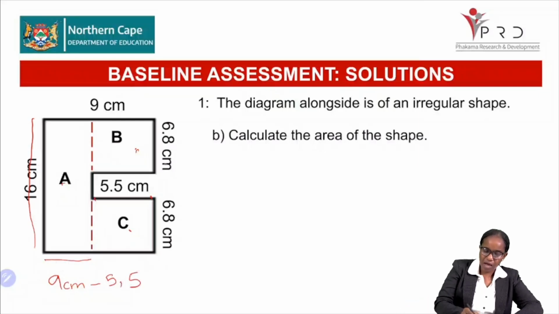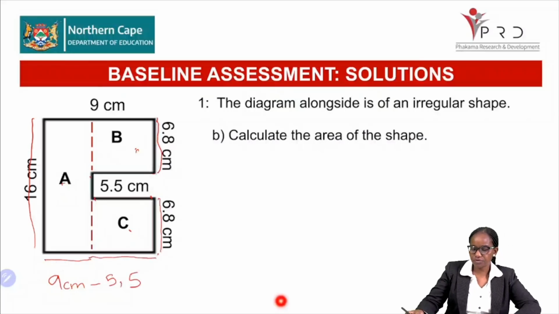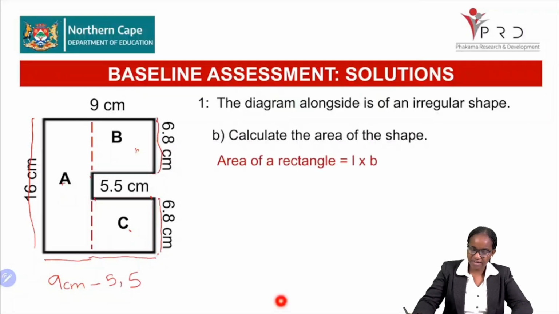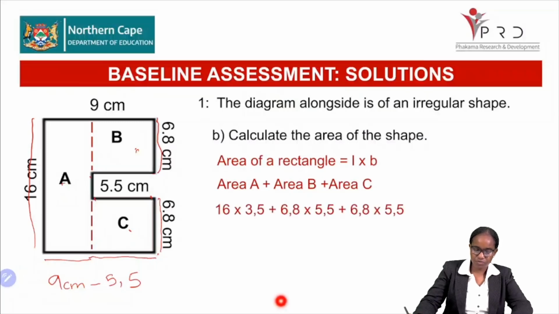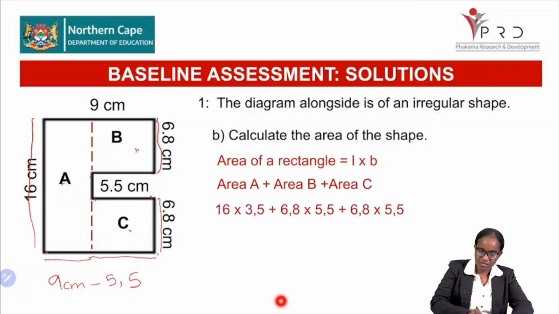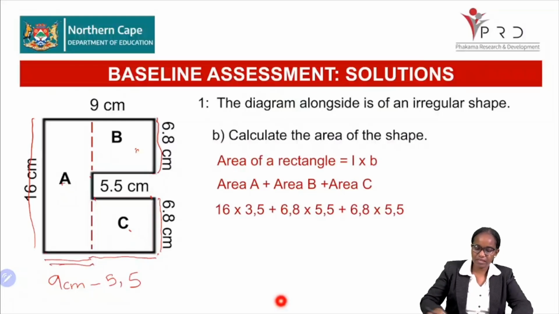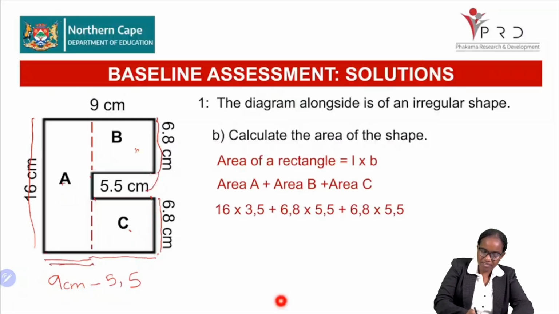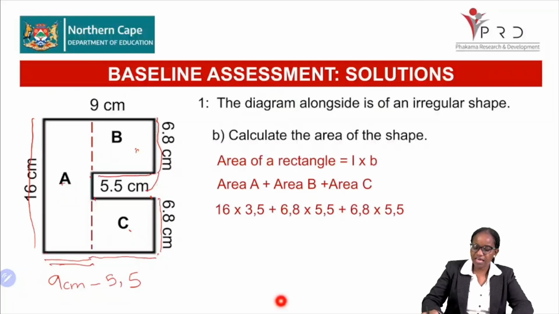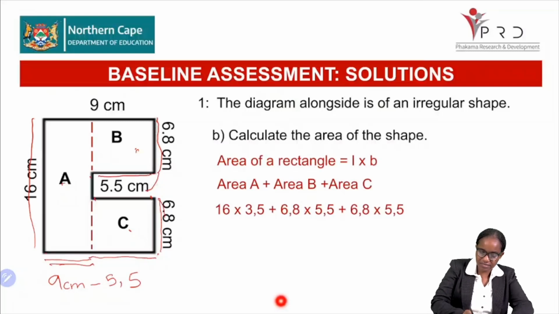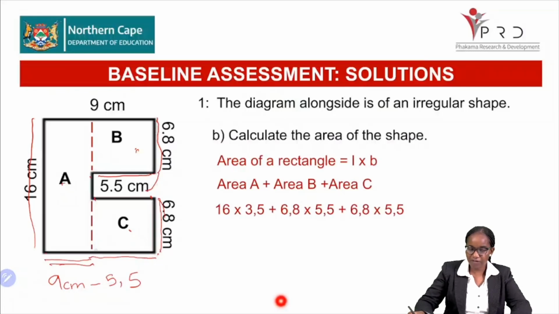For B, our length will be 6,8. Our width will be 5,5. Same with C. This is our length, this is our breadth. So we add the area of all those 3 rectangles. So the area of A, we have it there with 16 times 3,5. The area of B is 6,8 times 5,5. The area of rectangle C is 6,8 times 5,5.